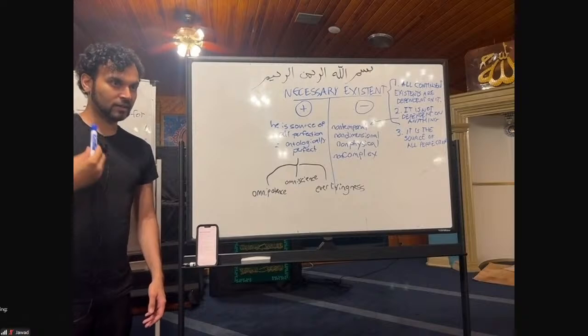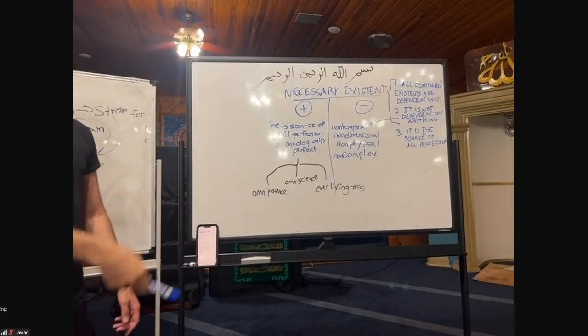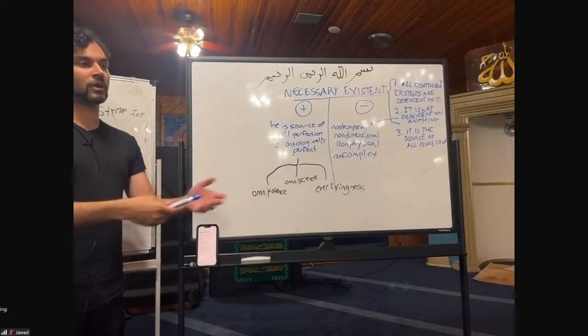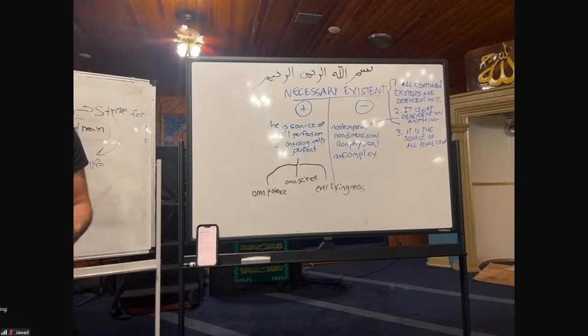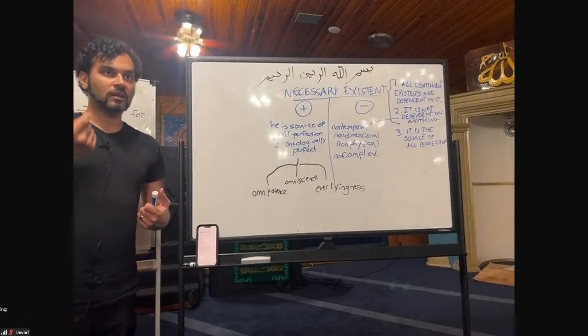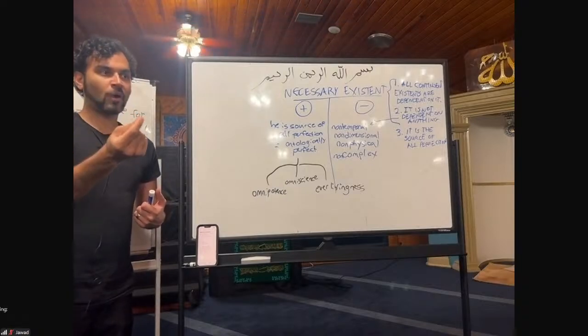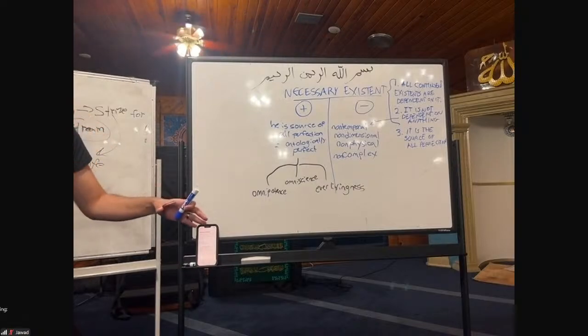Like Brother Bilal said, there has to be someone who doesn't require any circumstances, who just starts running, right? And then everybody else will start running, right? So this is what we call the necessary existent, what we call wajib al-wujud, right? The necessary existence is an entity that does not require any circumstances to be. It's independent of any contingency, right?